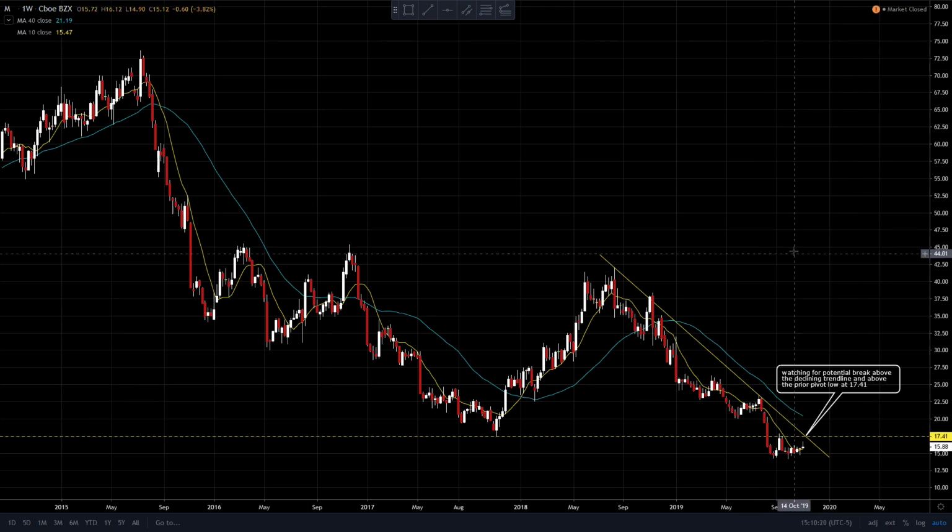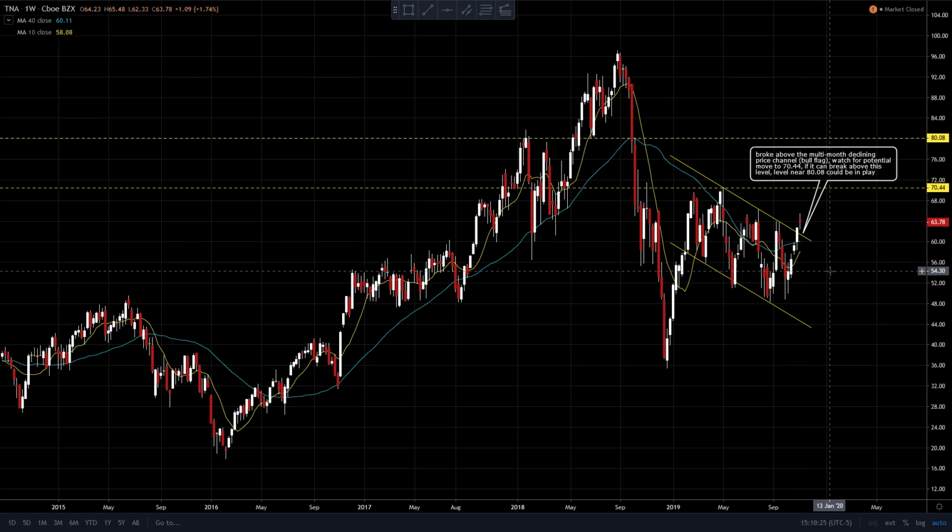formation and price action. And here's TNA. This is basically the 3x of the Russell 2000 ETF, IWM, or something in that sense. Sort of correlates with that. So this is a play on the Russell 2000.